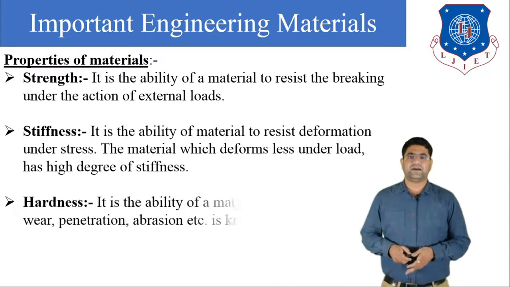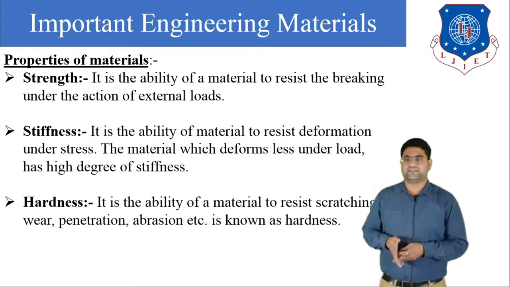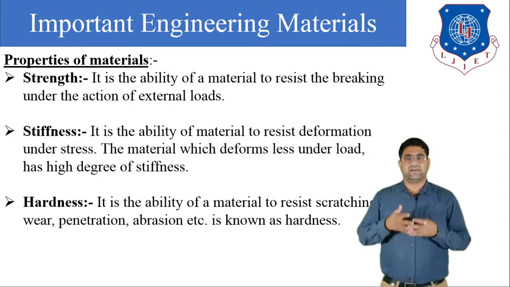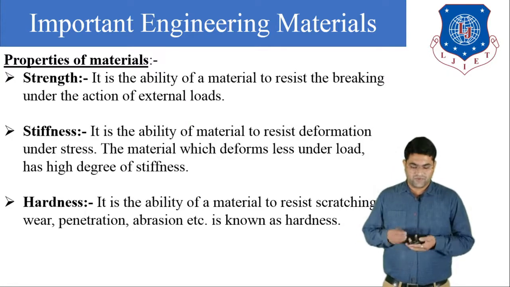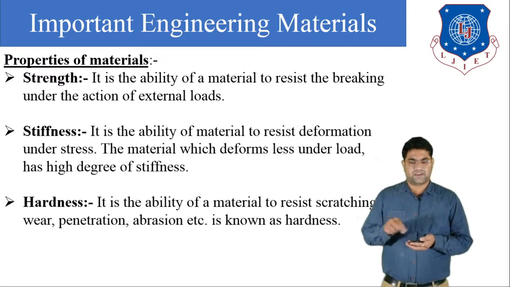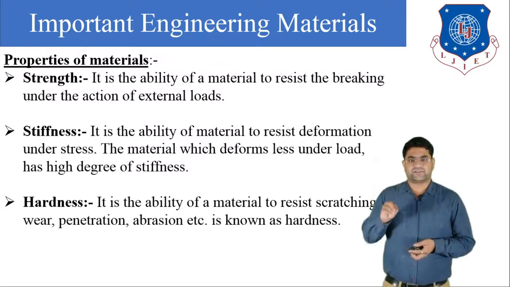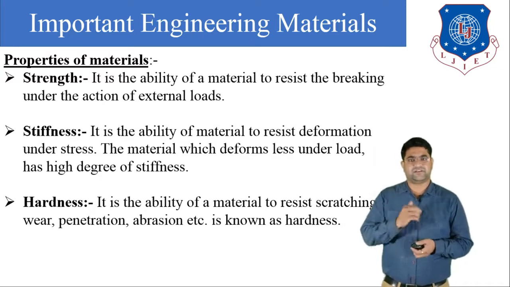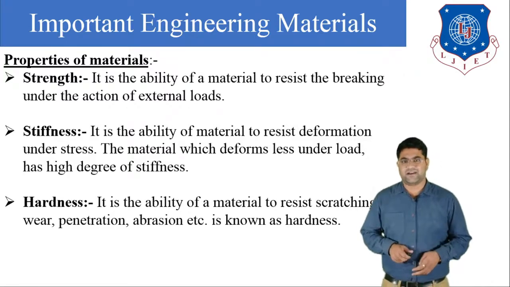Now our third property is the hardness. Hardness is the ability of the material to resist scratching, wear, penetration, abrasion, that is known as the hardness. If we take any material and rub it with a very hard material, and there is no scratching or wear or penetration over the material, then we can say that it is a very hard material. So this is the basic definition of hardness.